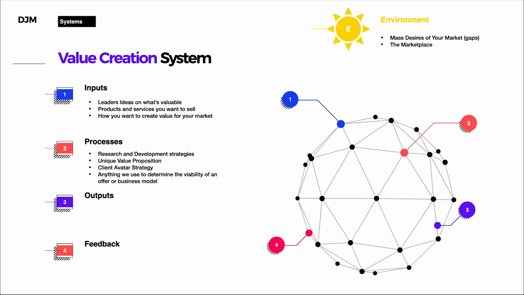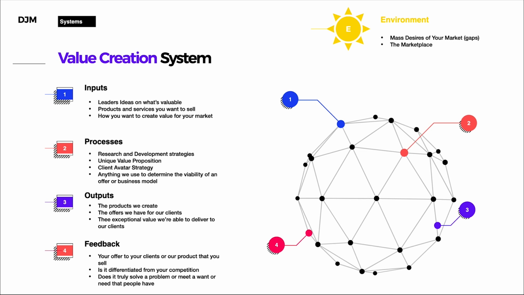So the processes of the value creation system are, we take the inputs, and then what we do in the value creation system is research and development, understanding our unique value proposition or our UVP, and anything that we use to determine the viability of an offer or business model. And then the outputs are the products that we create, so your jewelry, for example, the offers that we have for our clients, so it could be your repairs or your ability to clean something for them or anything else that they truly desire, and the exceptional value that we're able to offer to our clients.